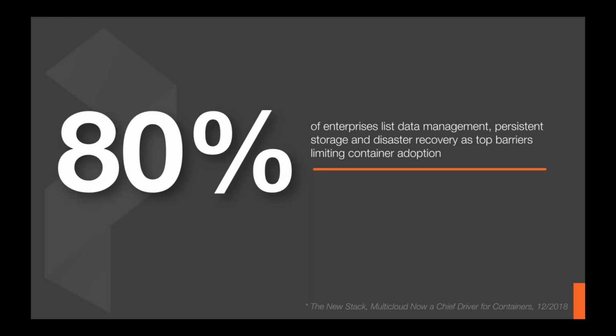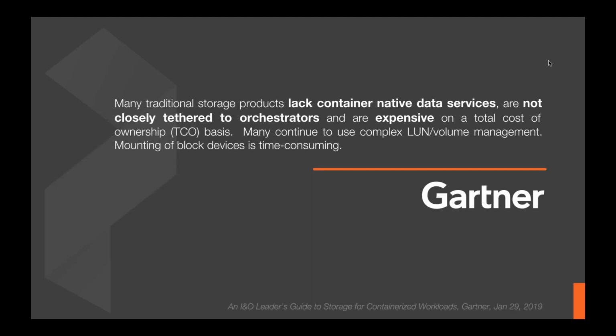I think other people's research has borne this out. The New Stack published a story right around KubeCon where they said that 80% of enterprises list data management, persistent storage, and disaster recovery as top barriers limiting container adoption. And Gartner has shared similar metrics. They recently released a report, and I've got a link for you to download it on the next slide, called the I&O Leaders Guide to Storage for Containerized Workloads. This just came out in January. I&O stands for Infrastructure and Operations. So this is Gartner's look at how enterprise IT should be thinking about storage for containerized workloads.